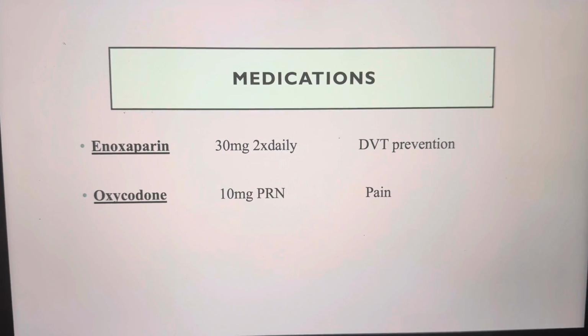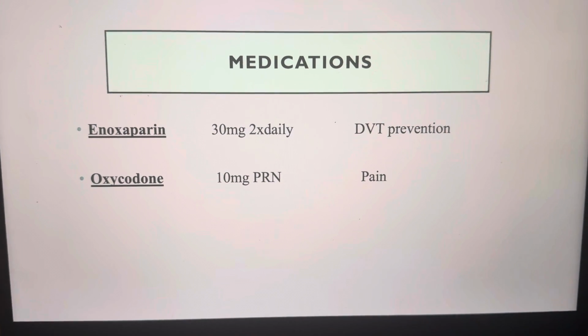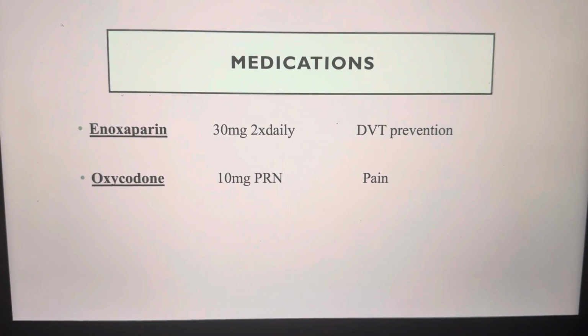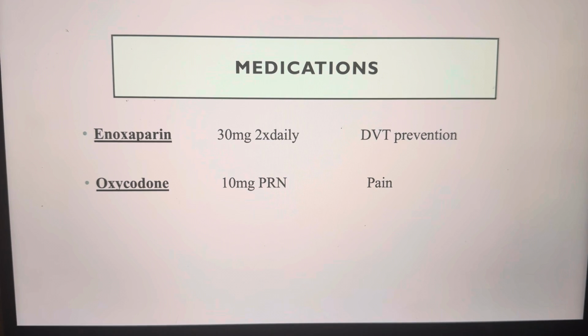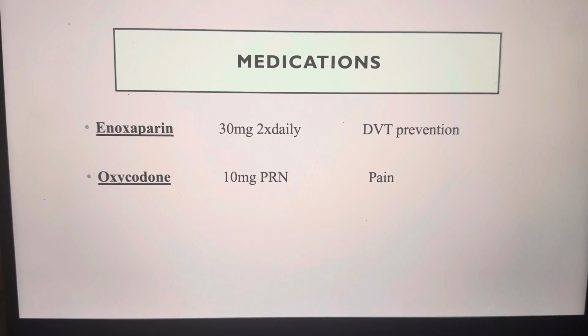Medications that she was receiving were enoxaparin, 30 milligrams 2 times daily for deep vein thrombosis prevention. And she was also prescribed oxycodone, 10 milligrams as needed for pain.